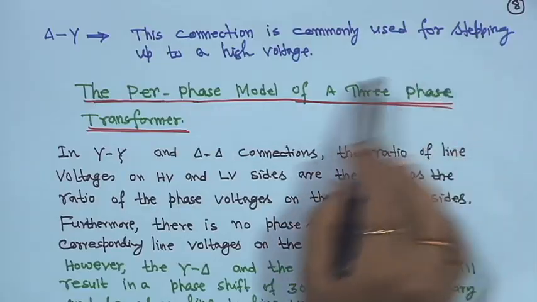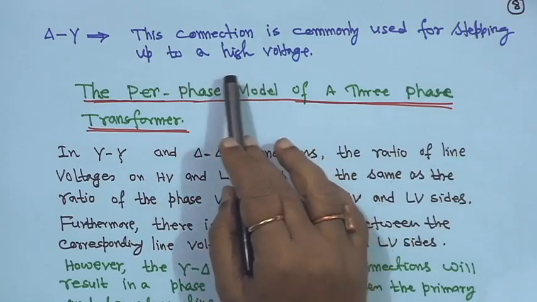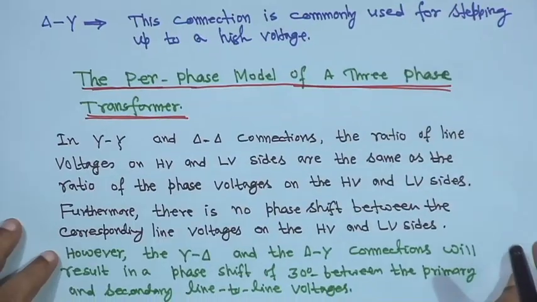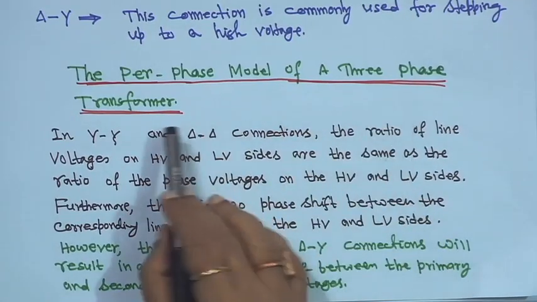For delta star, this connection is commonly used for stepping up to a high voltage, which I have also told you. That means the star delta or delta star side should always be on the high voltage side. If you go for a step down transformer, you use a star delta connection. If you go for a step up transformer for a power transmission system, then it will be delta star. So, the per phase model of a 3-phase transformer.